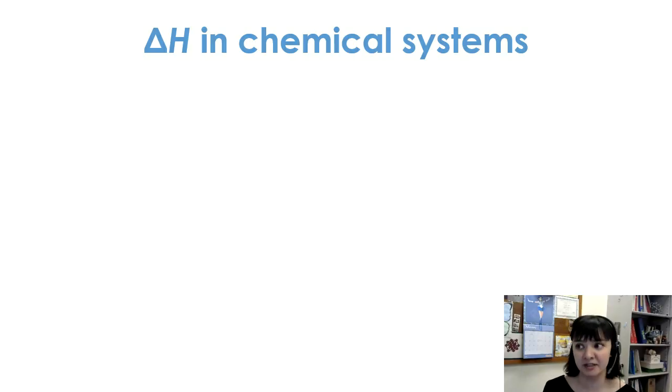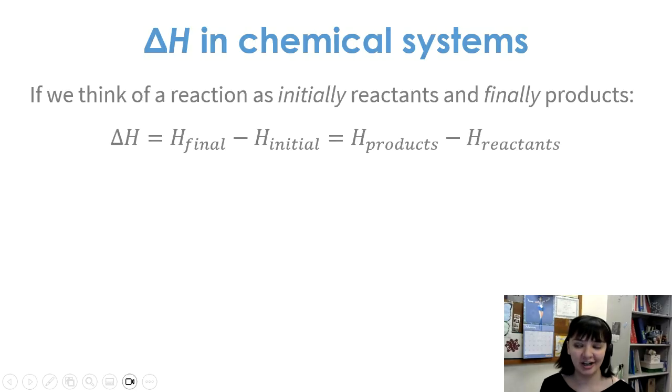chemical reactions, specifically. If we think of any change as being the difference between the final and the initial, we could interpret delta H like so, where we initially have reactants and we finally have products. So your change in enthalpy is equal to the enthalpy of the products minus the enthalpy of the reactants. If we think about how much thermal energy the reactants have versus how much the products have, that can give us some insight into the sign of the change in enthalpy, whether that's a positive or a negative value.